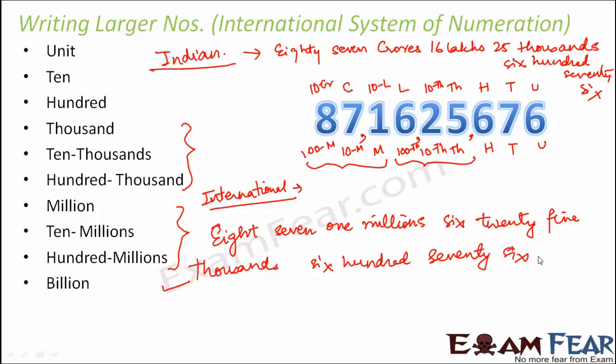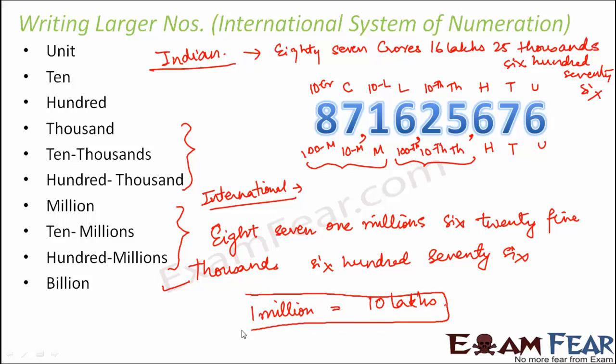numeration, you will find that 1 million is equal to 10 lakhs. So how do we know that? That's because when you look at this list, where you have 100,000 is where we have lakhs, and where you have million is where we have 10 lakhs. So from this we can conclude that 1 million is equal to 10 lakhs.